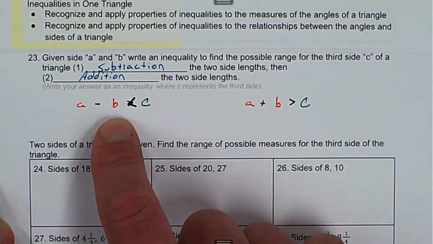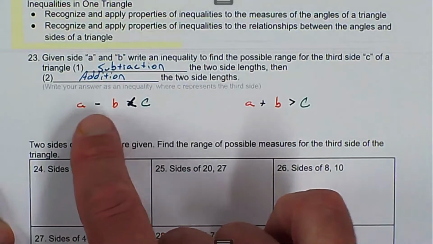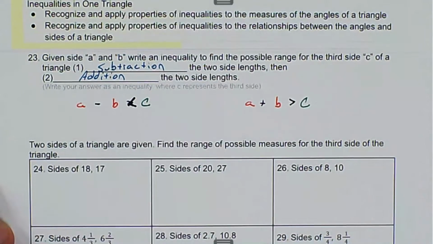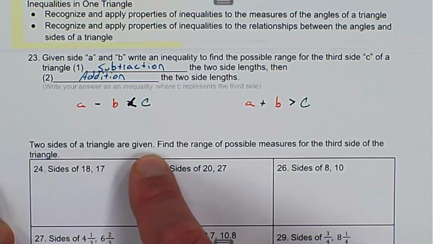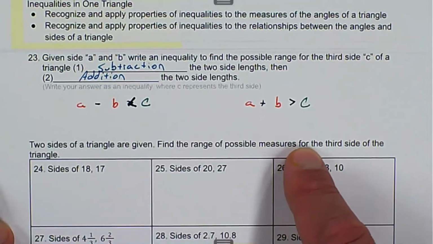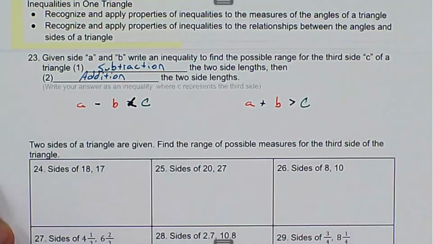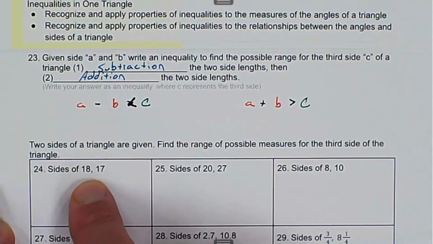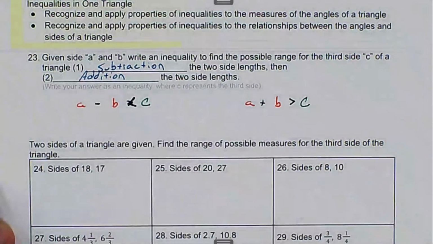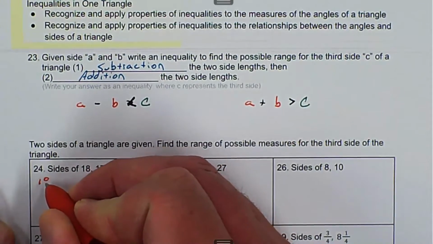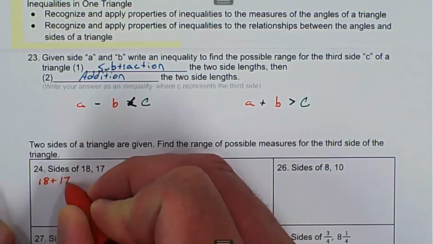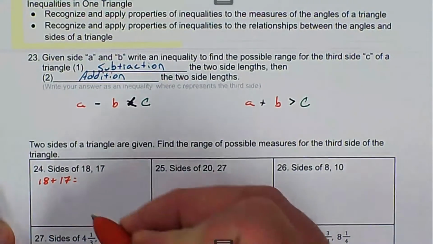If we're given two sides, we have to subtract them and add them and then write a compound inequality. So here it says, two sides of a triangle are given. Find the range of possible measures of the third side of the triangle. So we had sides of 18 and 17. So we have to do two things. First thing, we have to add them together. So 18 plus 17, that is equal to 35.